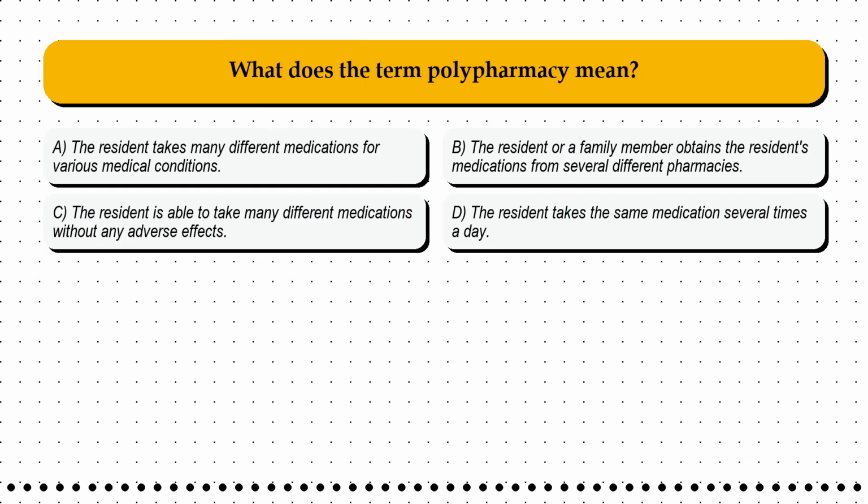Question 213. What does the term polypharmacy mean? Option A. The resident takes many different medications for various medical conditions. Option B. The resident or a family member obtains the resident's medications from several different pharmacies. Option C. The resident is able to take many different medications without any adverse effects. Option D. The resident takes the same medication several times a day.